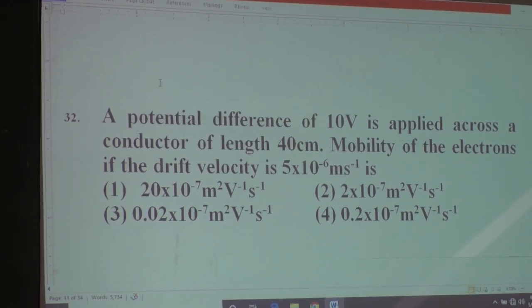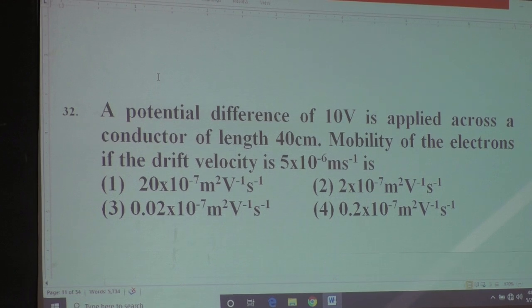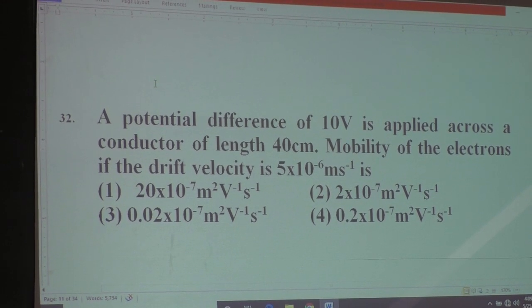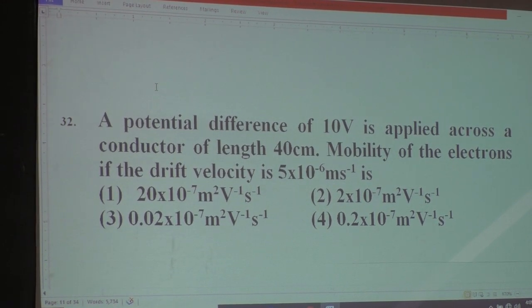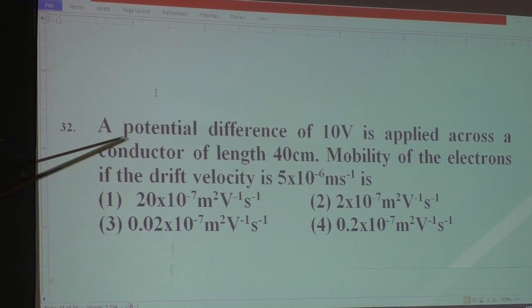Mobility of electrons, if the drift velocity is so much. See the quantities which you have to connect; we will keep them in the problem itself. A potential difference of 10 volt is applied across a conductor of length 40 centimeters. So V is given, the potential difference; length is given; mobility of electrons is asked; drift velocity is given.